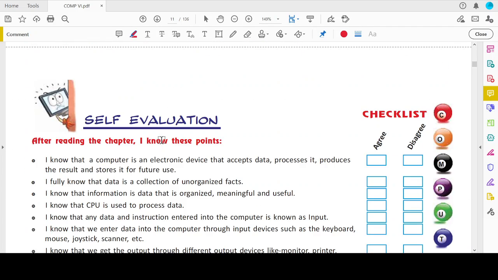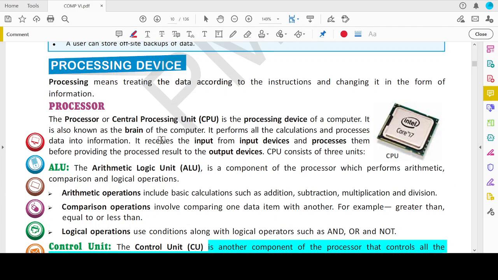Next, we will see the processing device. What do you mean by processing? It's treating data according to instructions and changing it into the form of information, right? So you want to treat data in a way that will make it beneficial and meaningful for your purpose. That is the way you want to process the data.